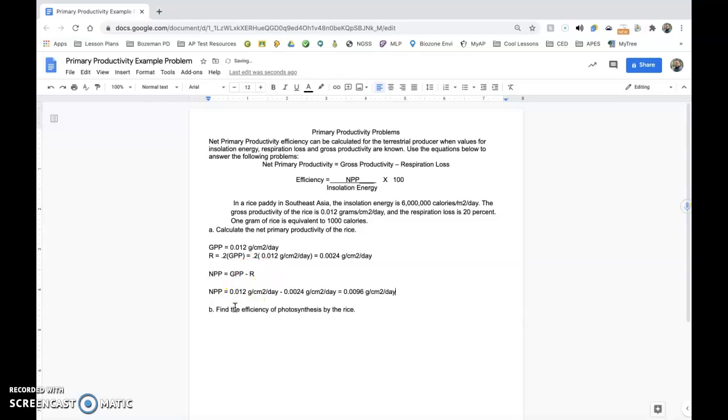All right, so that's how you solve that first part. Then you need to find efficiency. So an issue we have is that we need to take it out of centimeters squared, because when we're looking at the calories, that insulation energy, we are only dealing with meters squared. So we need to convert this number into meters.